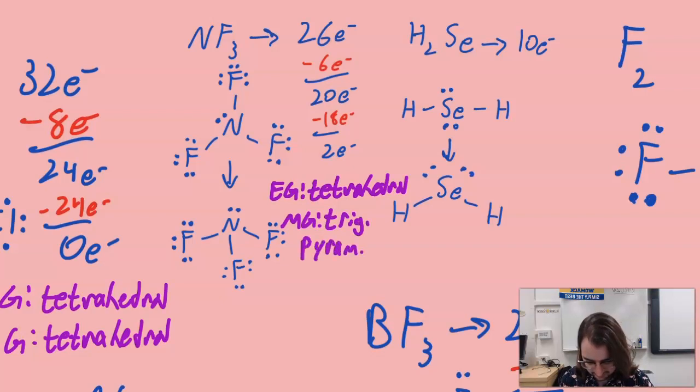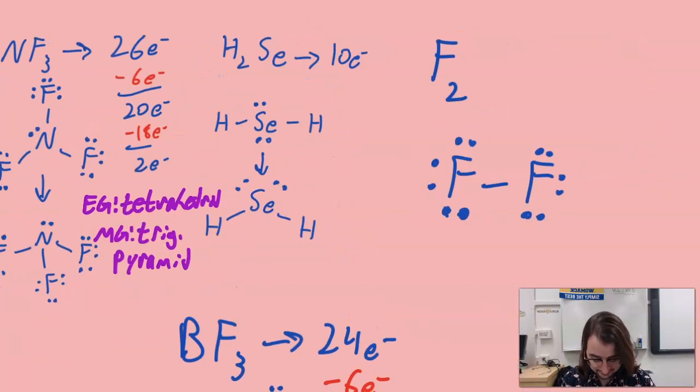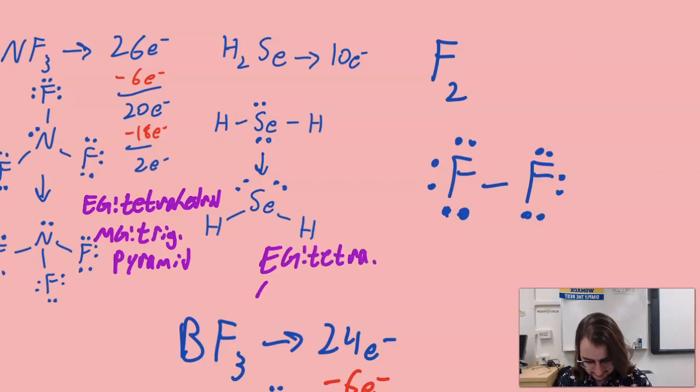I'm going to abbreviate a little bit because I don't have as much space. And then we move on. H2S, the electron geometry is again tetrahedral. We have 4 things attached to the center atom. The molecular geometry, however, in this situation is bent because we have two lone pairs.